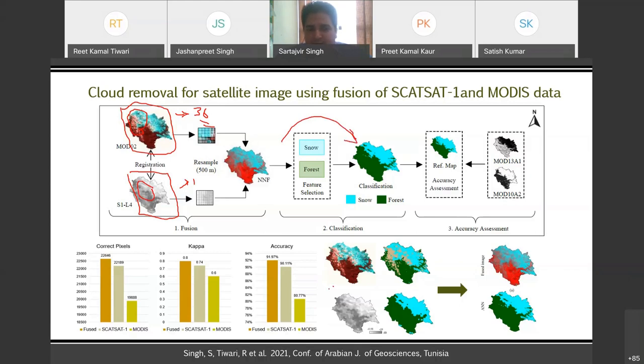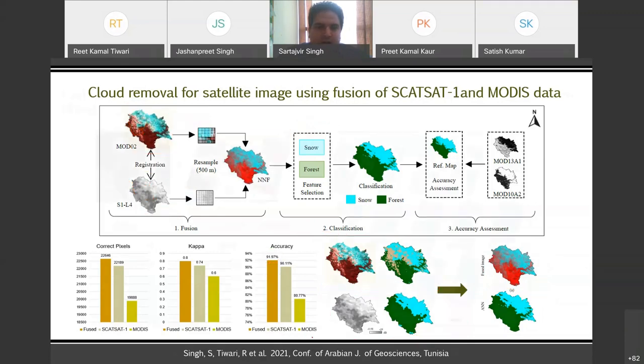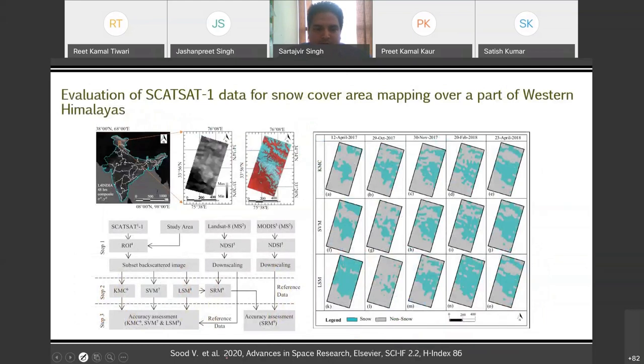We analyzed that when we classified the MODIS image, we can see the cloud effects there. We classified with the help of an artificial neural network, and when we classified the scatterometer image, there is no effect of clouds. But when we fused both images, we got this kind of image, and then we performed a pixel by pixel comparison with the reference data set and concluded that more accuracy was achieved with the fused classified imagery as compared to the scatterometer and the MODIS alone. The Scatsat is microwave data, and the MODIS is optical data. This one we also published in 2020.